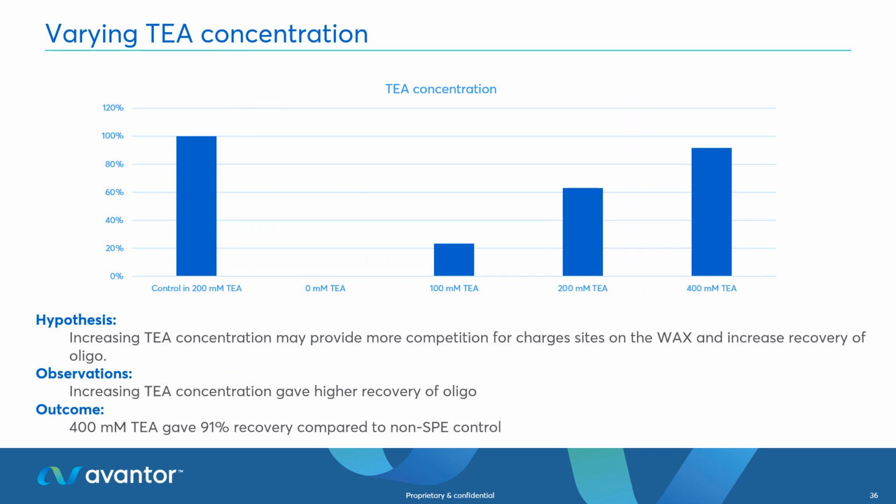So the next stage is then to start investigating the impact that TEA has. So the original method used 50 millimolar. So now we're looking at using a variety of increasing concentrations. So 100 millimolar, 200 millimolar, 400 millimolar. And as we increase the concentration, we start to see that we get increasingly higher and higher recoveries, with the best recovery coming from 400 millimolar.